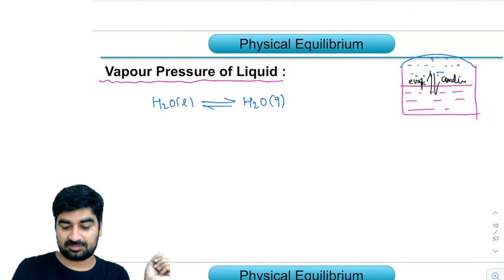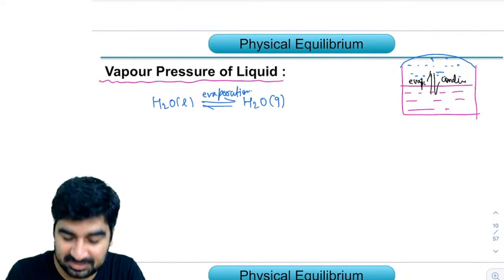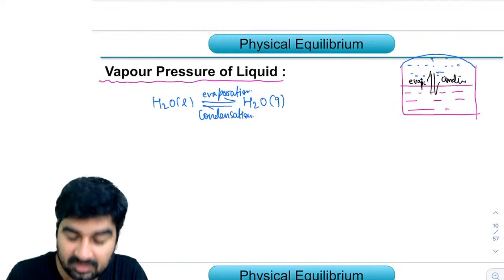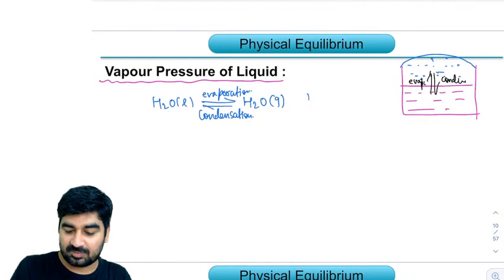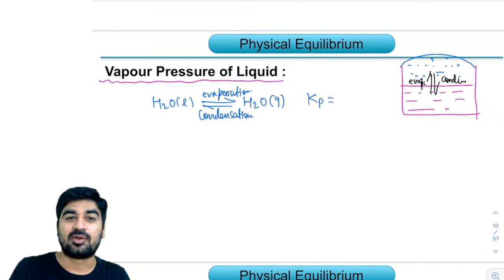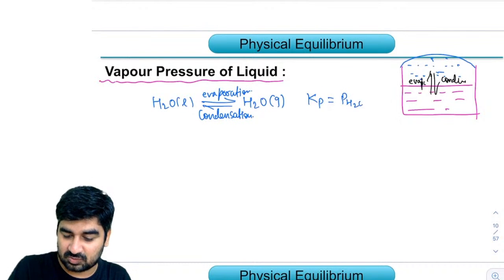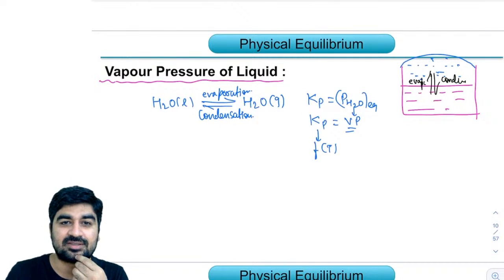So guys, at equilibrium, the forward reaction is evaporation, and the backward reaction is condensation, right? So forward is evaporation and backward is condensation. So if I'm saying Kp, what will be the value of Kp here? Kp will be the partial pressure of H2O, and this is the pressure at equilibrium. So Kp will change only when temperature changes, and I call it vapor pressure.